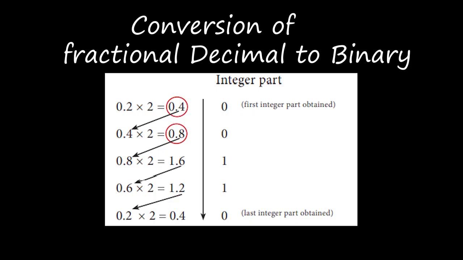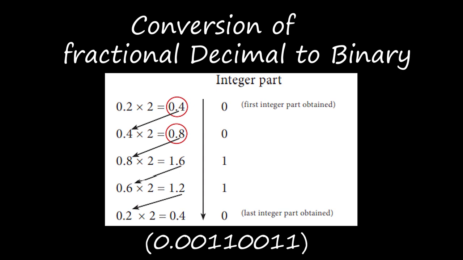and the value will be 0.2 into 2, that is 0.4. So here we will get 0. The last integer part obtained is 0, so the value is 00110. Here the fraction repeats; the product is the same as the first step only.